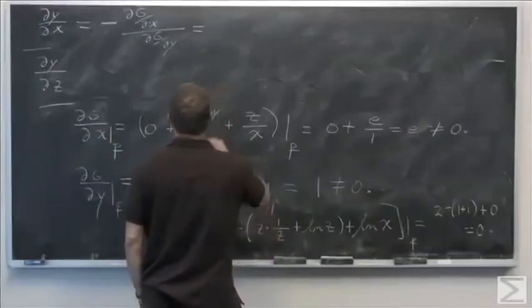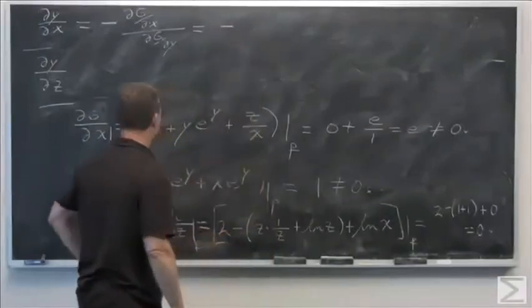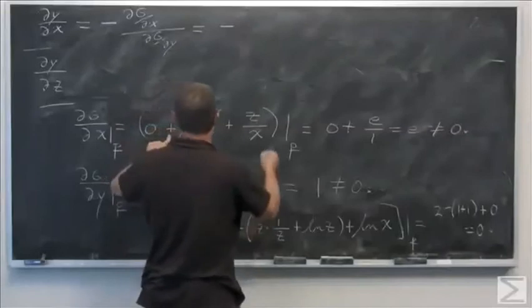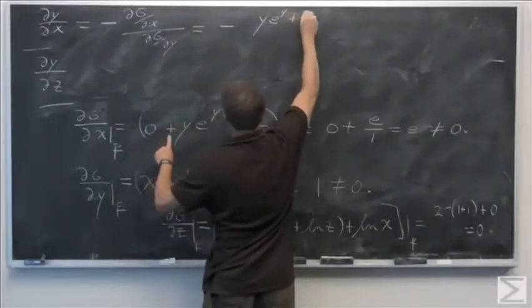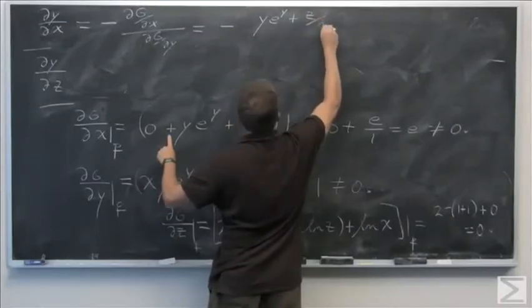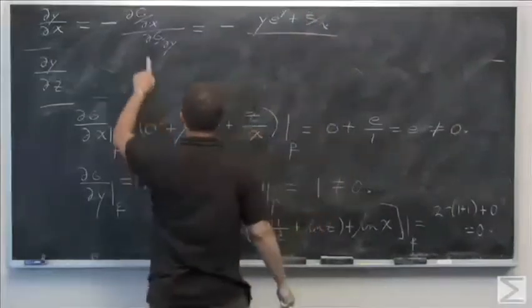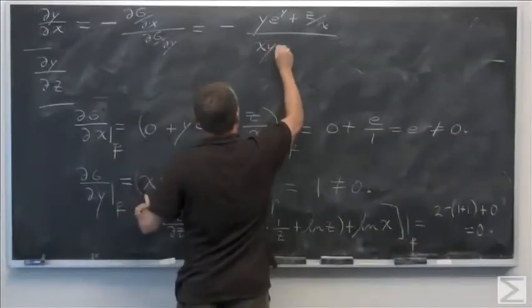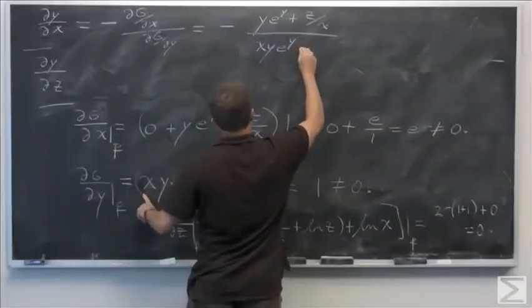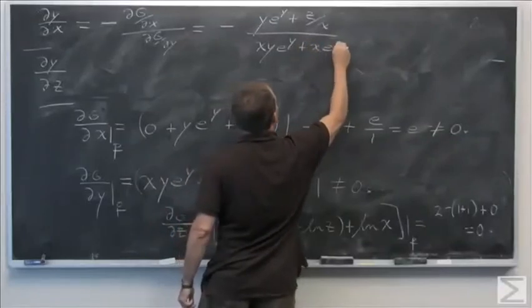So it's all right for it to be in the denominator, and then you just read off our partial derivative calculations. So you get minus y e to the y plus z over x, divided by the partial derivative of g with respect to y, which is x y e to the y plus x e to the y.